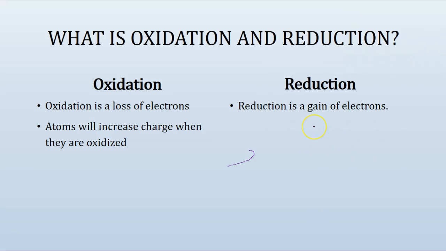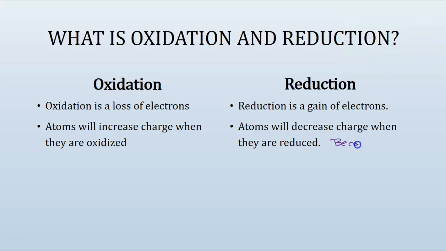Okay, reduction is a gaining of electrons. So atoms will decrease charge and they will become more negative. So while these become more positive, these become more negative. Okay, so how do we determine that?